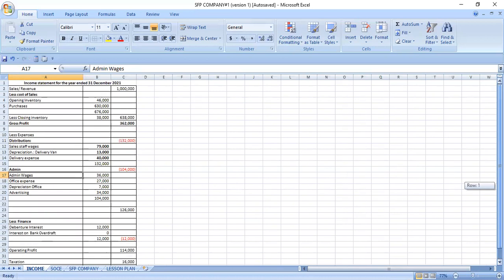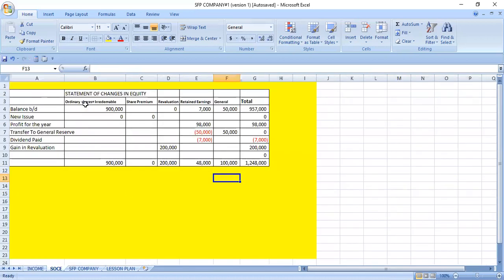When you're done with the income statement, you are supposed to move on to what we call a statement of changes in equity. And when we are talking of equity of the company, we are talking of the interest of shareholders in the company. So our equity is a component of ordinary shares plus irredeemable preference shares.